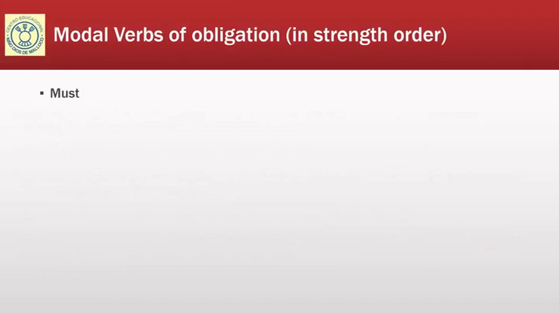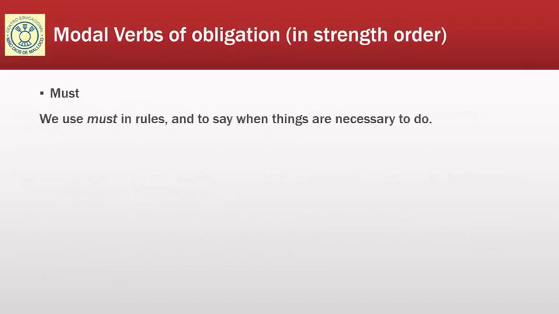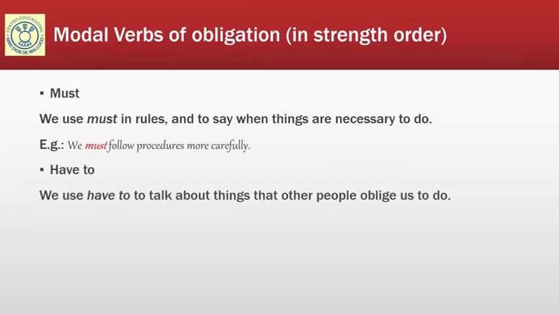We said that we had must for rules and things that are really necessary to do. For example, we must follow procedures more carefully. We have to, and we will use it to talk about things that other people oblige us to do or responsibilities. For example, sorry, I have to go. I'm on my duty in 10 minutes.